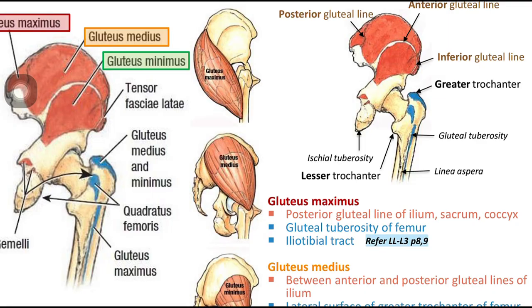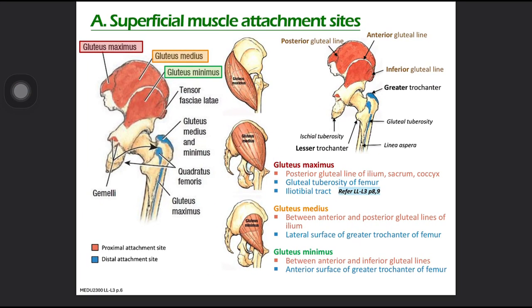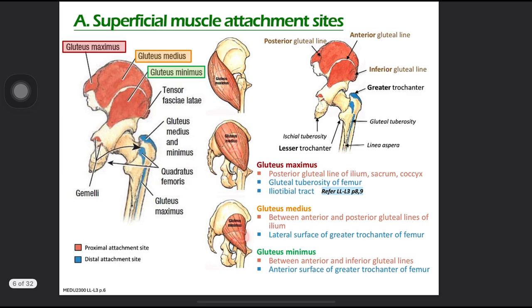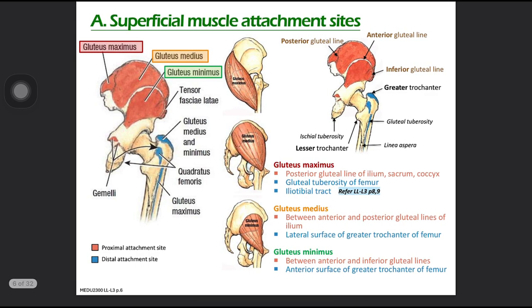Now, the key pattern here is this. All these three muscles arise from the lateral aspect of the hip bone, but their distal attachment sites are not the same. The gluteus maximus, the big one here, goes to the femur as well as through the iliotibial tract. It will go to the knee as well. But the gluteus medius and the minimus only go to the greater trochanter.